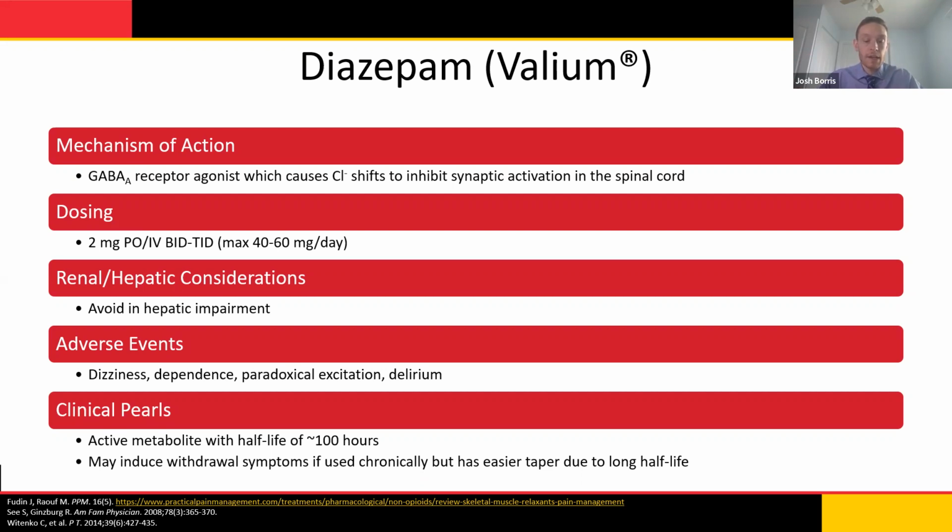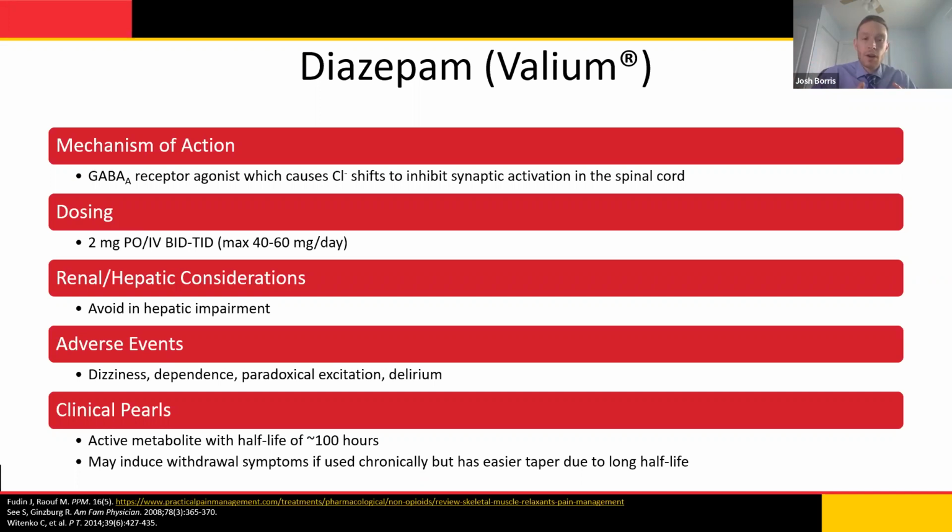It also is very lipophilic and accumulates with repeated dosing, which further prolongs the half-life. So we need caution the longer patients stay on it and the more frequently they receive this medication. As with other benzos, we can see dizziness, dependence, paradoxical excitation, and delirium as common adverse events. And just like other benzodiazepines, it can induce withdrawal symptoms if used chronically. But because of the long half-life, a lot of protocols use this for alcohol withdrawal or other benzodiazepine tapers, as it allows for a more gradual decrease in dosing.